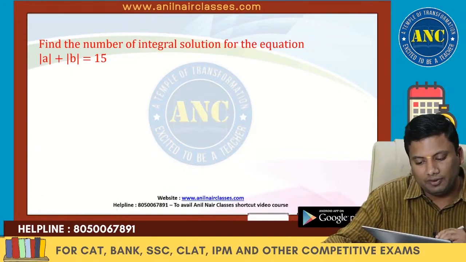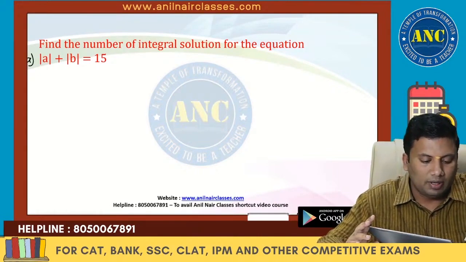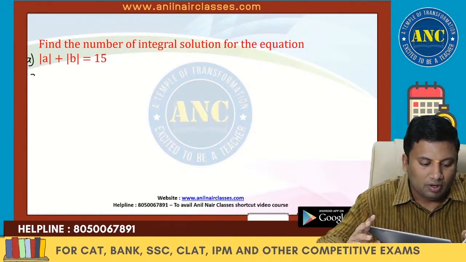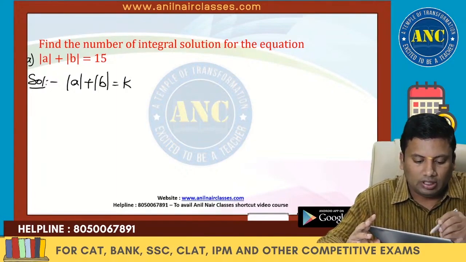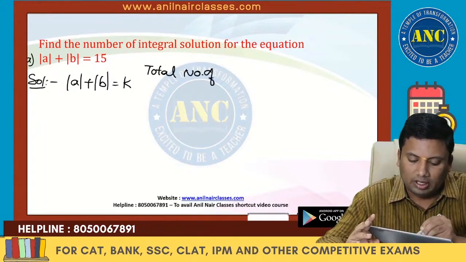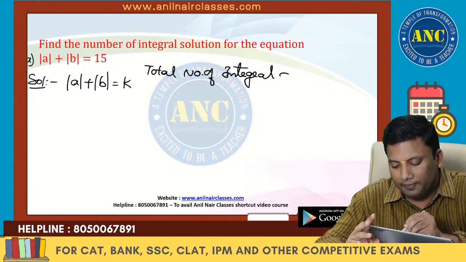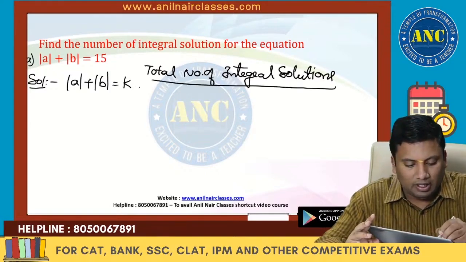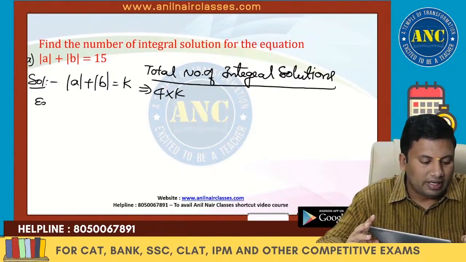Find the number of integral solutions for the equation |a| + |b| = 15. What is that we did it? The concept is |a| + |b| = k. The total number of integral solutions will be 4 into k. Why is it 4 into k?